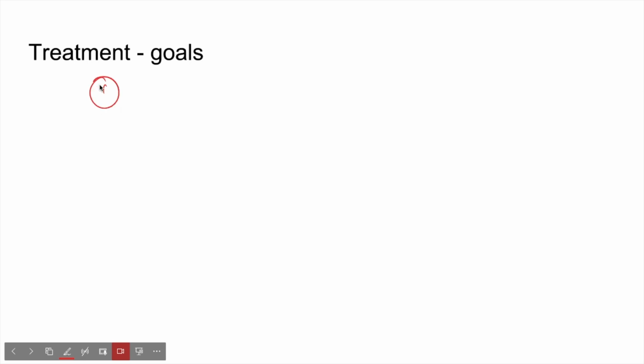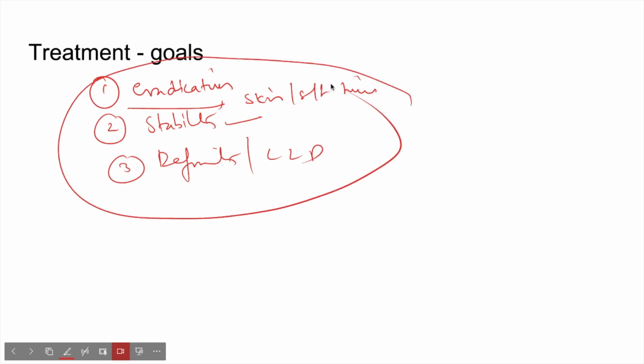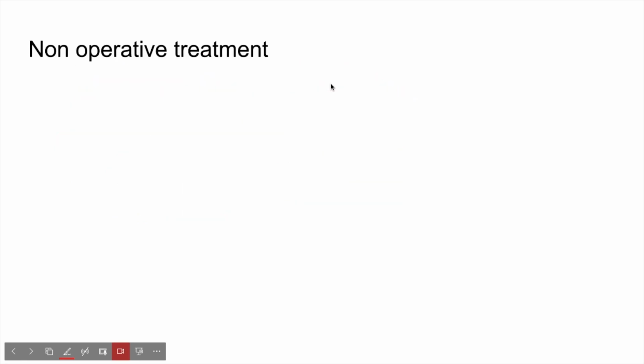Treatment goals, first thing is eradication of infection. And the second goal is stability of bone. And maybe in between a goal can be skin and soft tissue coverage. The last goal will be stability of bone, that is to obtain bone union. The last will be deformity correction and limb length discrepancy correction. So all these things are treatment goals. It's very difficult to achieve all of them in a 100% manner, and therefore we will have to make a lot of compromises regarding the goals of treatment that we want to do.